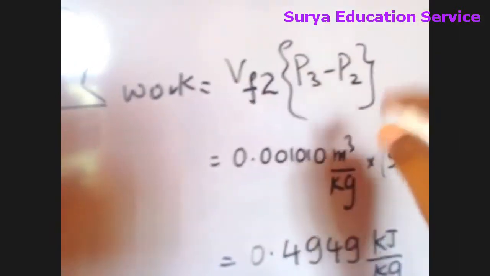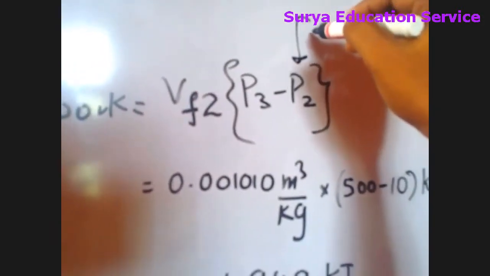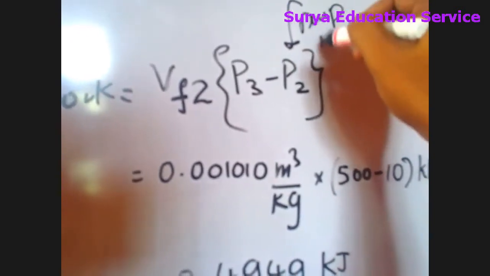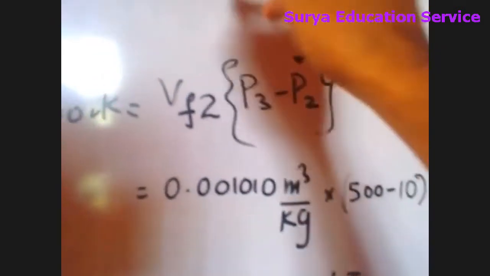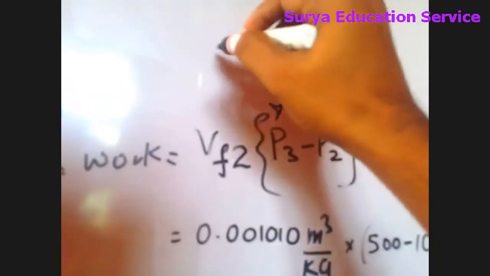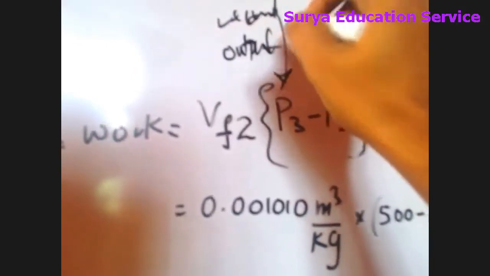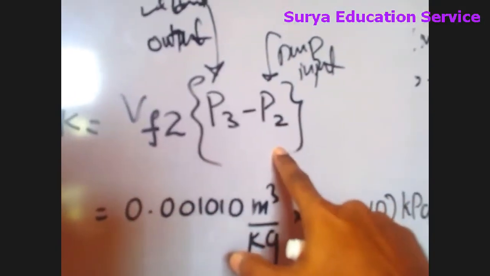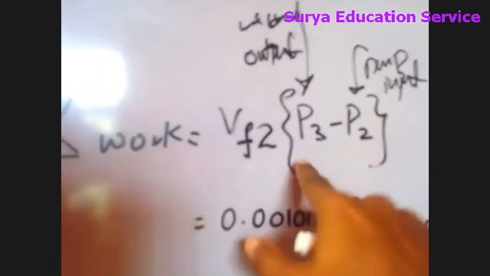Okay, I will tell you. So what is this P2? You can say pump input. This P2 is the pump input pressure. So what is P3? The required output. That is the required output, right? The input pressure to the pump and the output from the pump, because we can't do this automatically, that is why we are using a pump, right? So how to determine that?